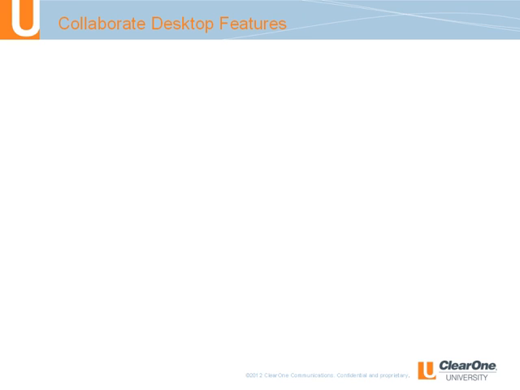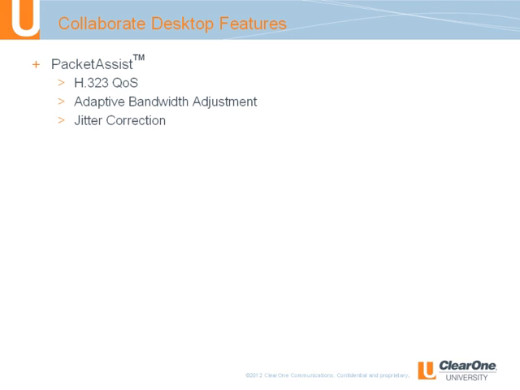Some more features of the Collaborate desktop include Packet Assist, which is Clear1's technology for H.323 QoS or quality of service. This is a way to prioritize IP packets through network routers. Some of the QoS features of the Collaborate desktop are Adaptive Bandwidth Adjustment, which automatically changes the bandwidth being used to optimize the video stream. Jitter Correction will correct packet delay through a network. And diffserv is used to give IP packets a classification.